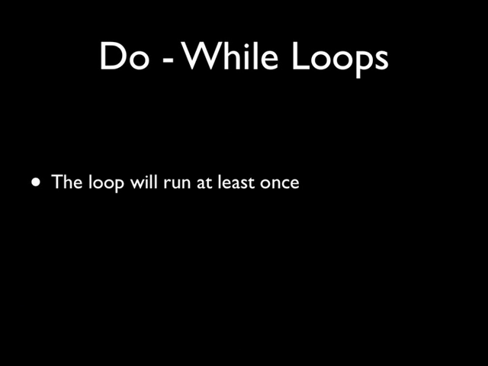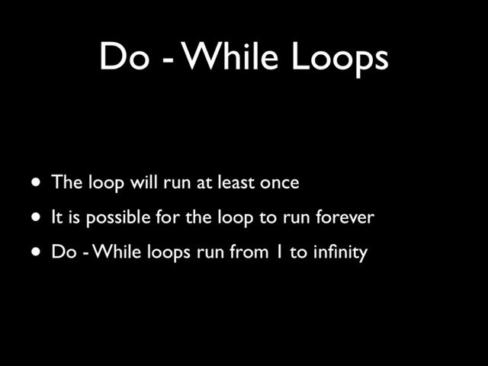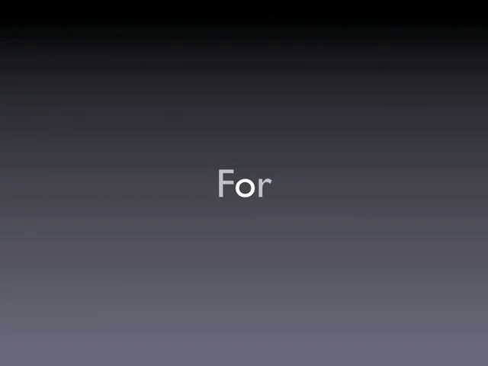So this means the loop runs at least once, and it's possible for the loop to run forever, basically infinitely. So do-while loops, we say to run from 1 to infinity times. So anywhere from that range from 1 up to infinity is the amount of times the do-while loop will run.